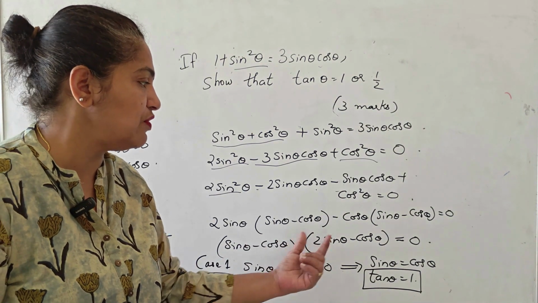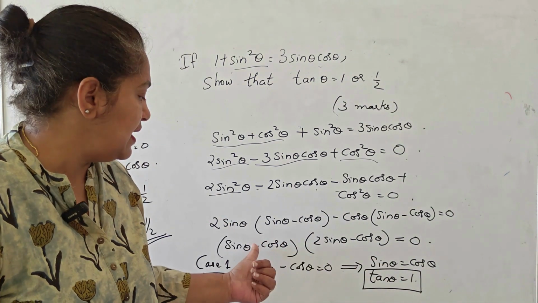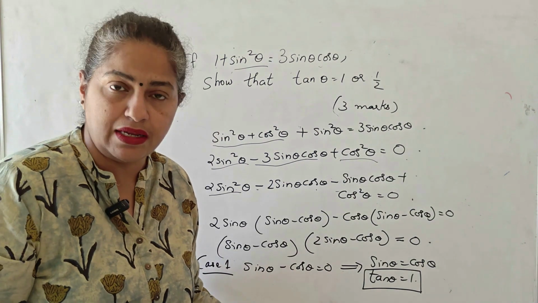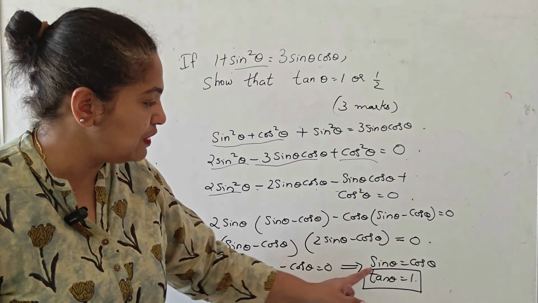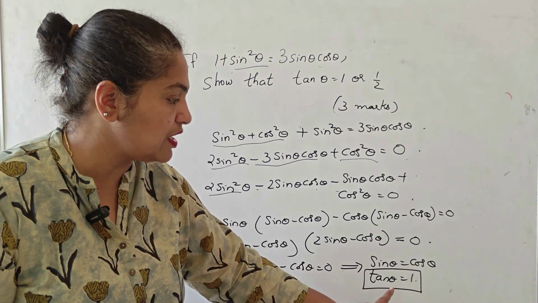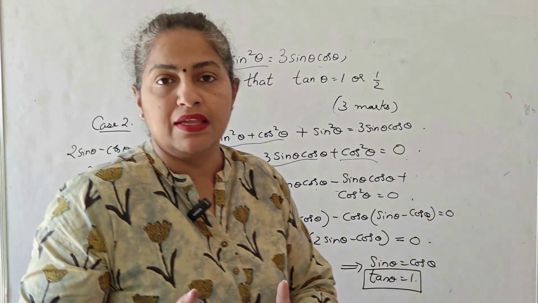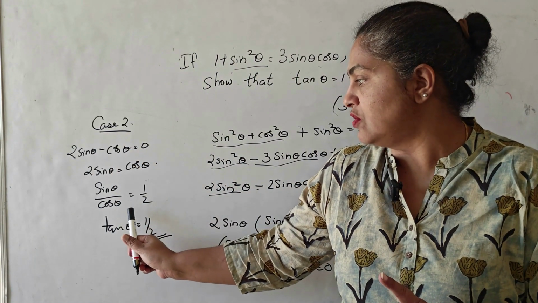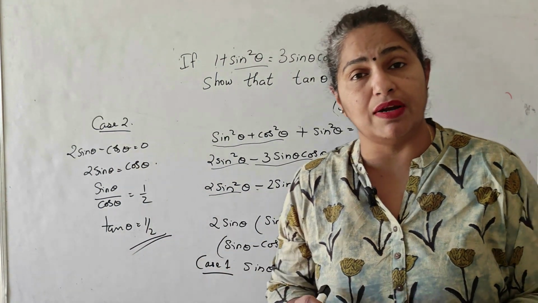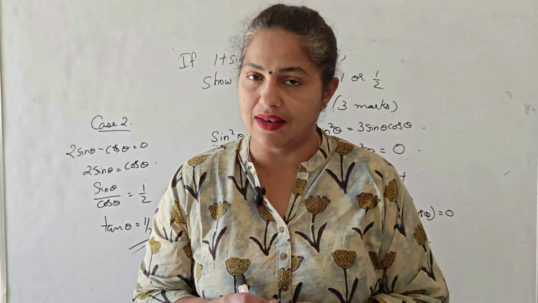So you will get the product of two terms is equal to 0. Either the first term is 0, or the second term is 0, or both are zeros. So when the first term is 0, you will get sin theta is equal to cos theta, or tan theta is 1. In the second case, 2 sin theta minus cos theta is 0. After doing that, you will get tan theta is equal to 1 by 2. So you have got the answer.